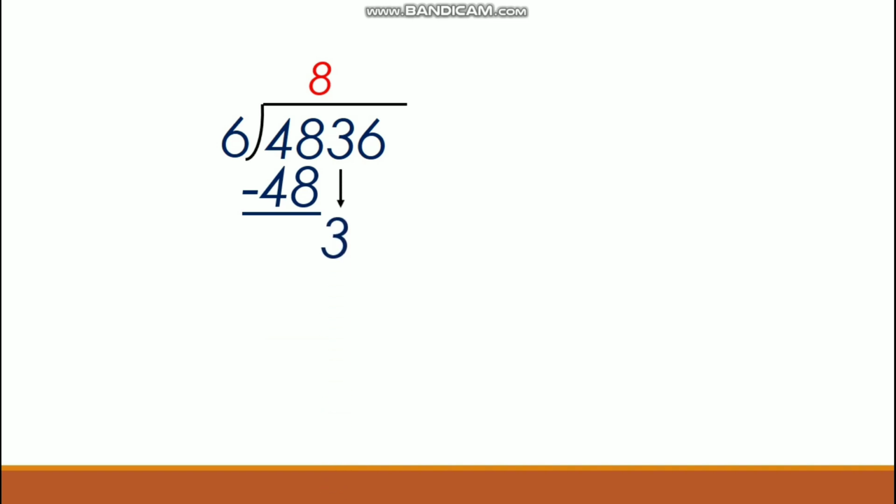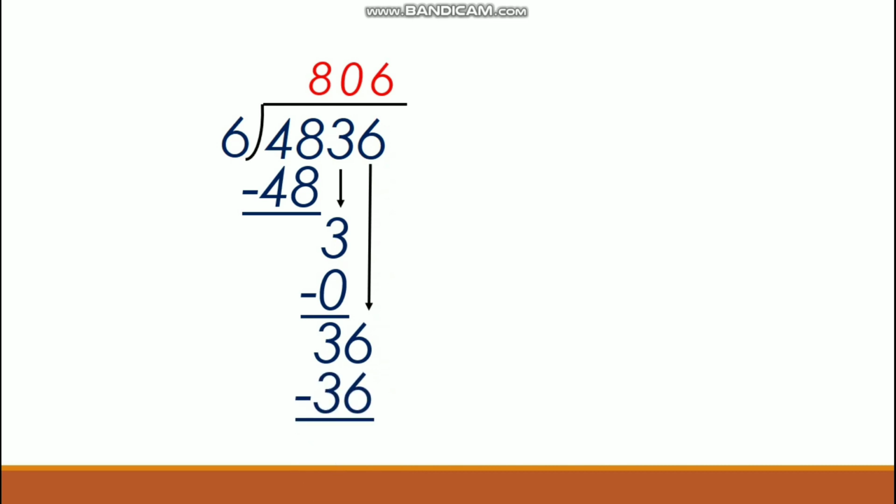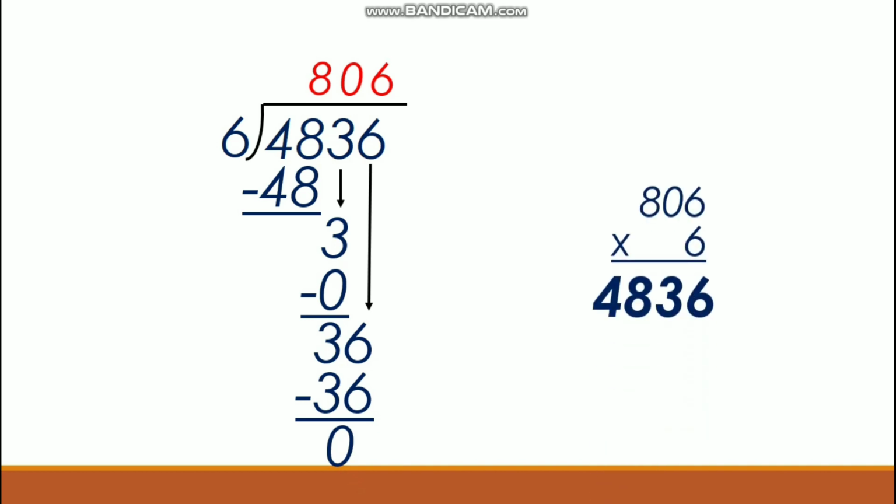3 divided by 6 cannot be, and the answer is 0. So 6 times 0 is 0. 3 minus 0 is 3. Then bring down 6. 36 divided by 6 is 6. 6 times 6 is equal to 36. And when you subtract the two numbers, the answer is 0. Okay? So 4,836 divided by 6 is 806. Of course, don't forget to check your answer if it is correct.